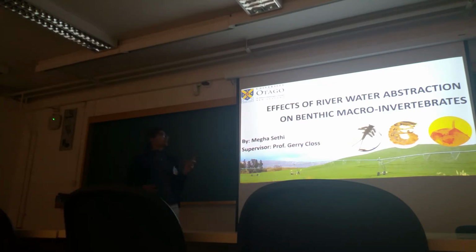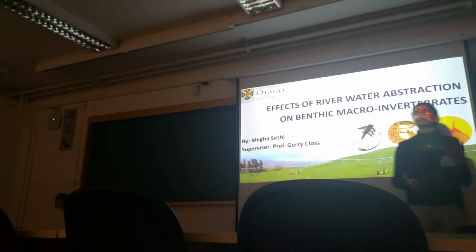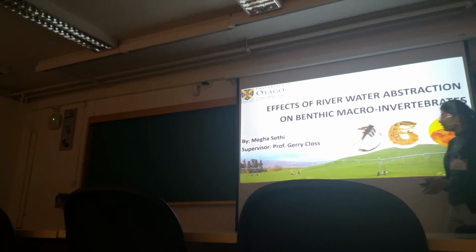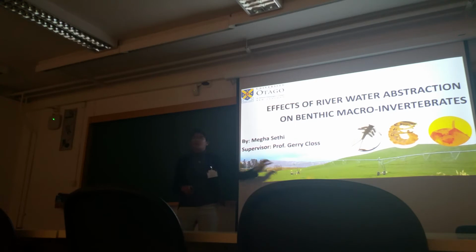Effects of river water abstraction on benthic macroinvertebrates. These are the macroinvertebrates I'm talking about. They live in the river which I am studying, the same river from where these sprinklers abstract water to irrigate these dry lands of Otago, which would not have been this green had it not been for these sprinklers.